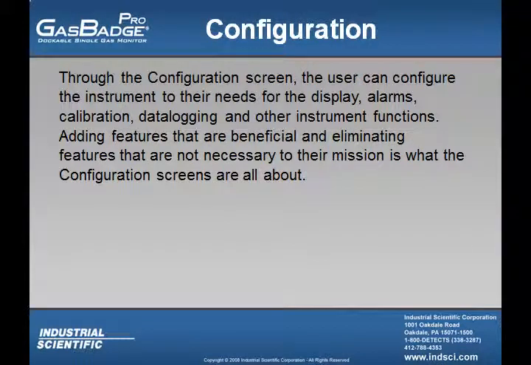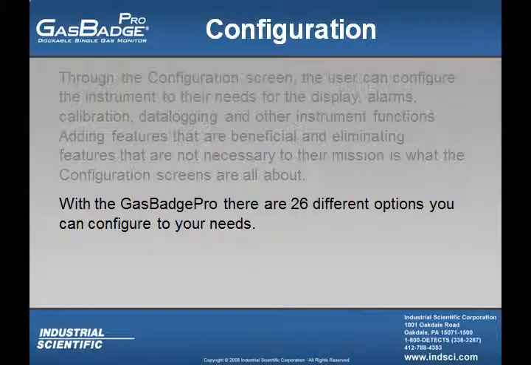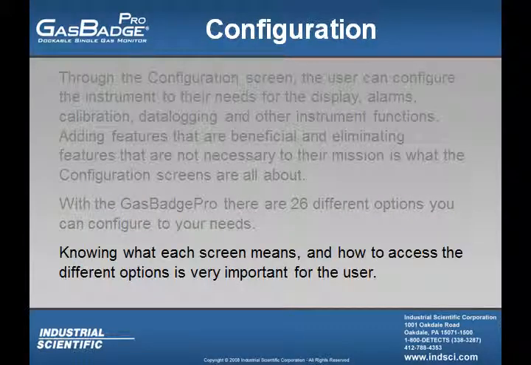Through the configuration screen, the user can configure the instrument to their needs, including the display, alarms, calibration, data logging, and other instrument functions. Adding features that are beneficial to their mission is what the configuration screen is all about. With the GasBadge Pro, there are 26 different options you can configure to your needs. Knowing what each screen means and how to access the different options is very important for the user.